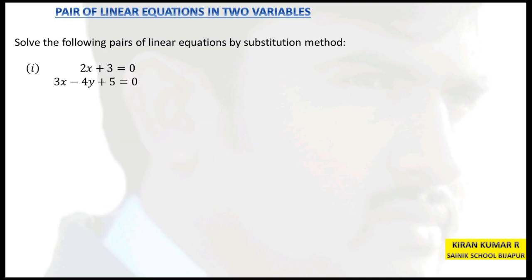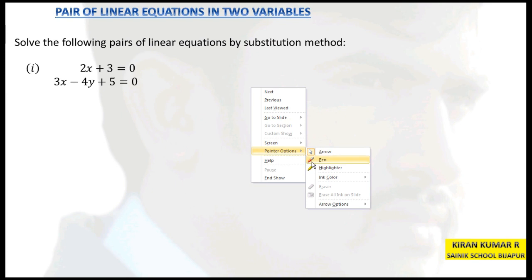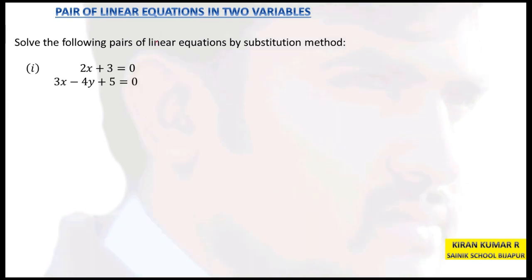The first question has equations 2x plus 3 equal to 0, 3x minus 4y plus 5 equal to 0. Let me consider the first one as equation 1 and the second as equation 2. From equation 1, we can write x as negative 3 upon 2. Let us substitute x is equal to negative 3 upon 2 in equation 2.